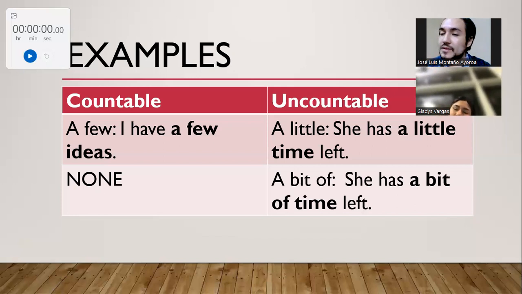So to finish, please, tell me something that you have, Gladys, something affirmative that you have, and try to use the quantifier some. I have some t-shirts that I don't like. Great. I have some t-shirts that I don't like. One more, the same please, affirmative with some, but this time with something uncountable.